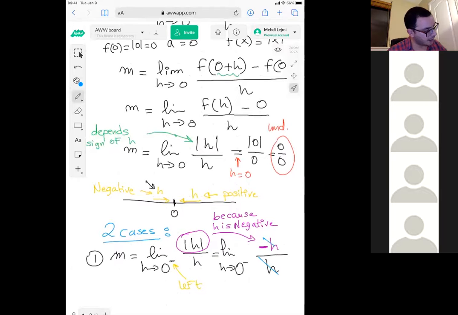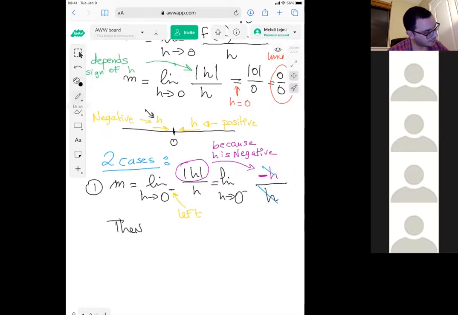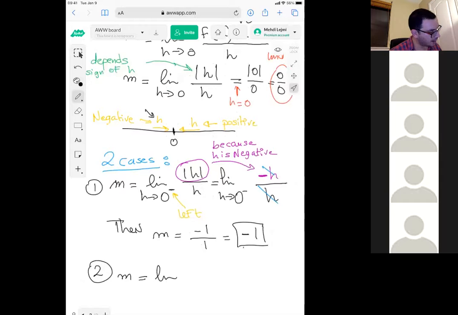So then m is equal to -1 over +1. So m is -1. Okay, so that's the first case, when h approaches 0 from the left. The second case is when h approaches 0 from the right. And if h approaches 0 from the right, it means that h is positive because it's on the right side of 0, right? So this is from the right. So h would be positive.